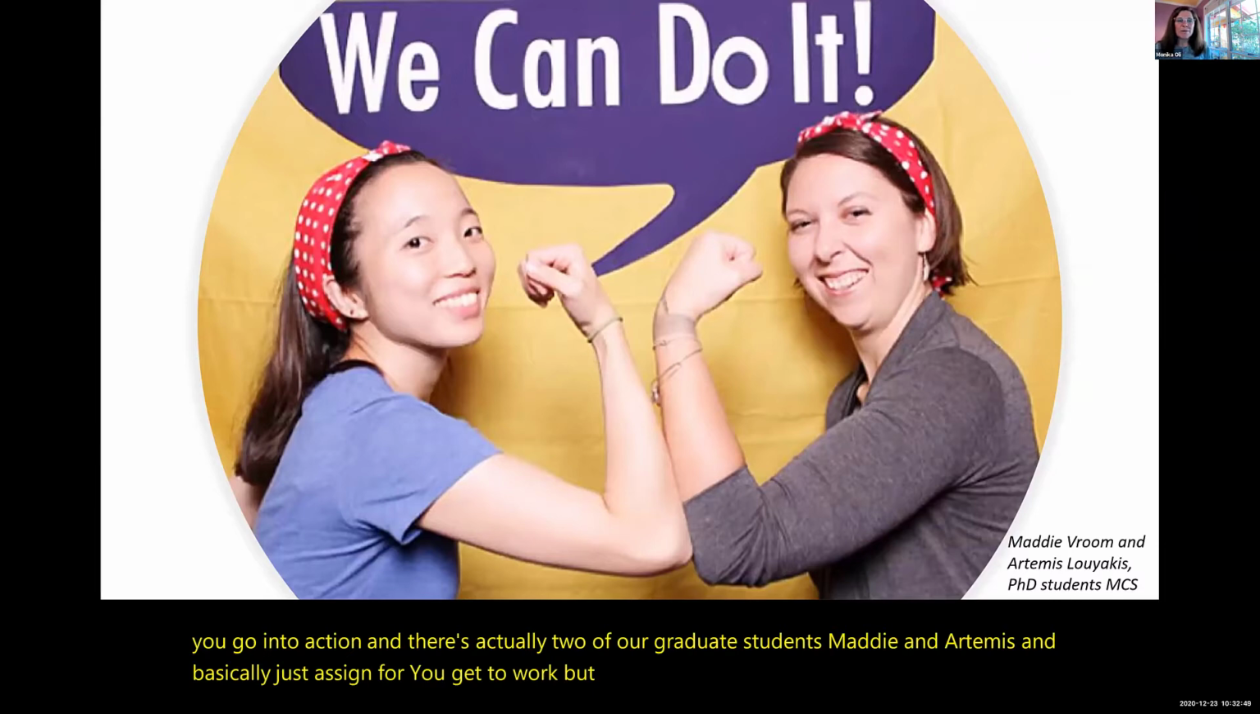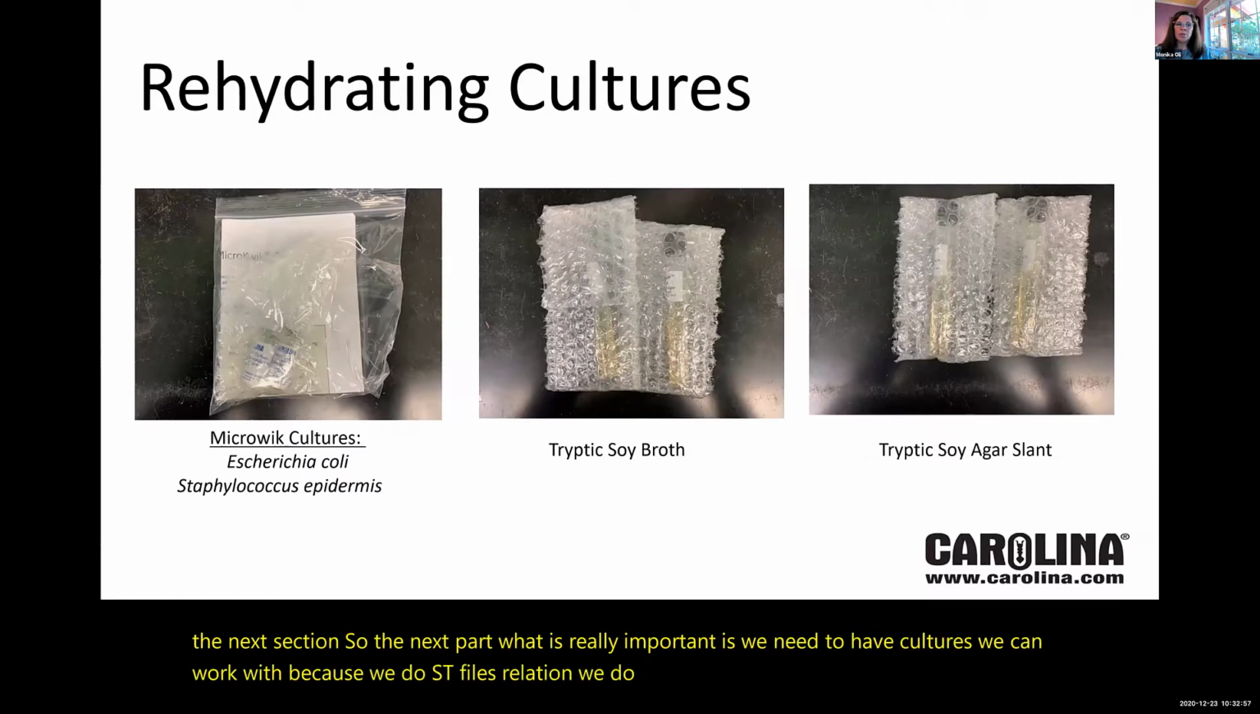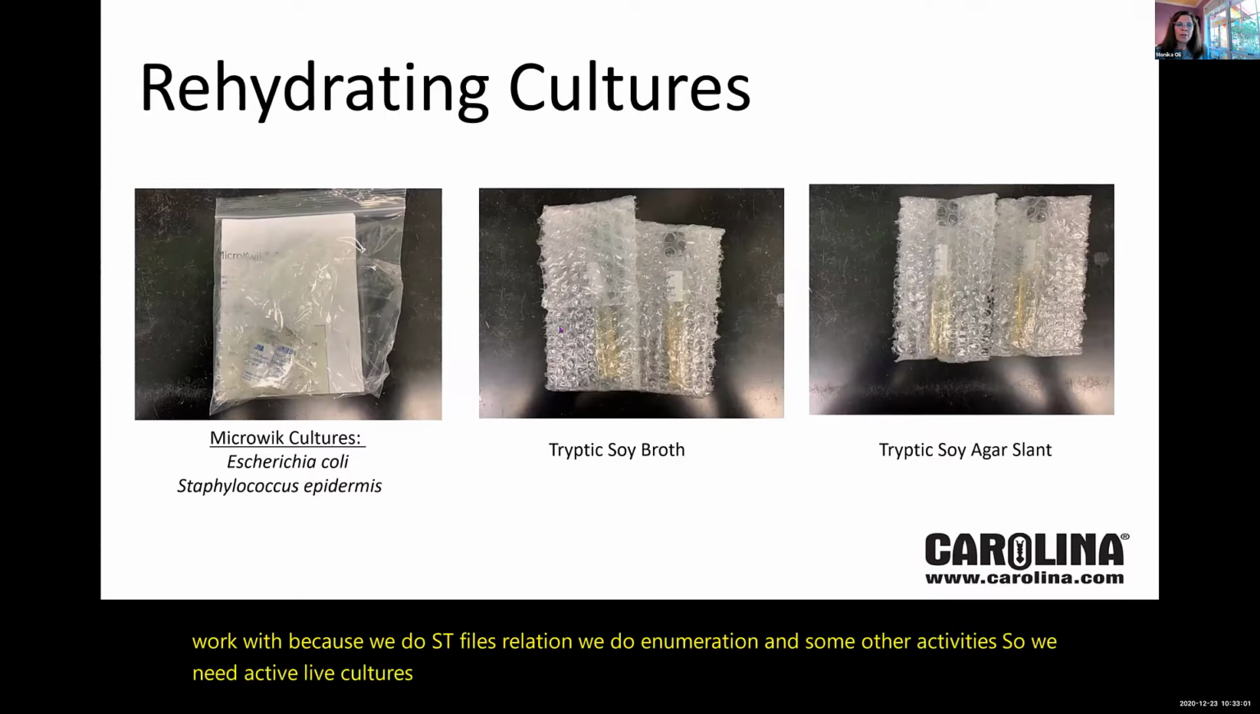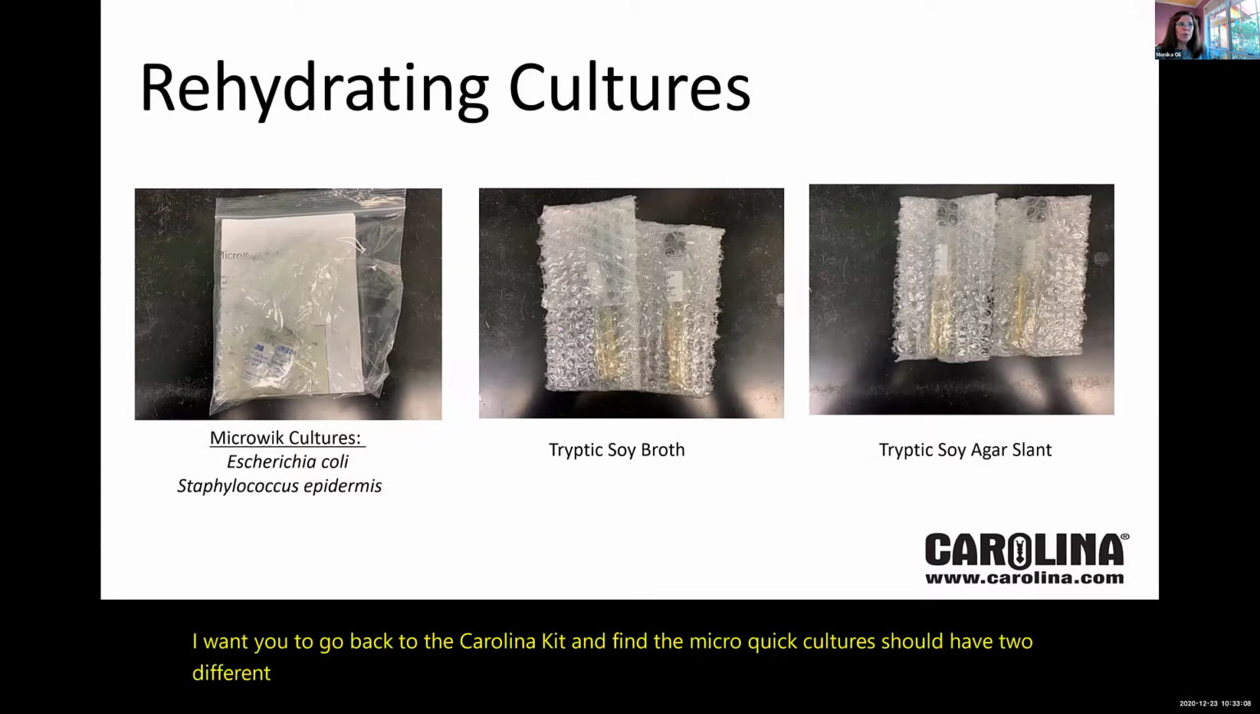So the next part, what is really important, is we need to have cultures we can work with, because we do streak for isolation, we do enumeration and some other activities, so we need active live cultures to grow. I want you to go back to your Carolina kit and find the microquick cultures. You should have 2 different vials. And I want you to use the Staphylococcus epidermidis. It's a little vial with a dried pellet.